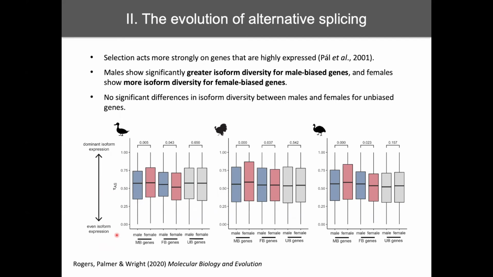So here on the y-axis of these box plots is the isoform specificity index, tau-AS, and low values of this index indicate an even representation of isoform abundance, and high values show that a single isoform is always expressed. We found that in all species, males show a significantly greater isoform diversity for male-biased genes, and females show more isoform diversity for female-biased genes. And there were no significant differences in isoform diversity between males and females for unbiased genes, which are in grey. And this is in line with our predictions under sex-specific selection.